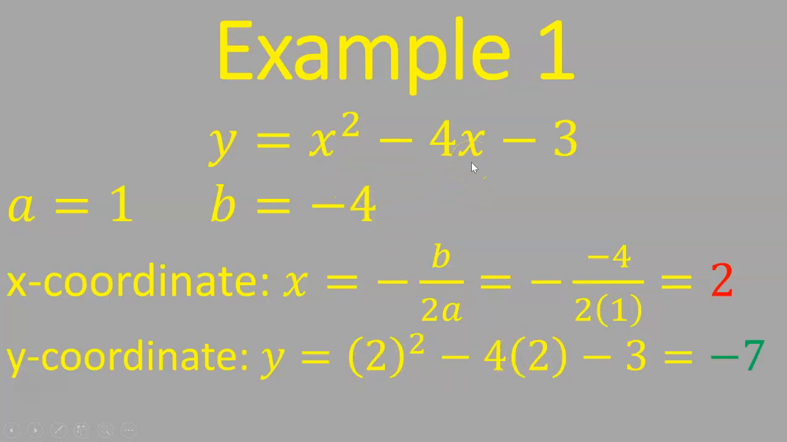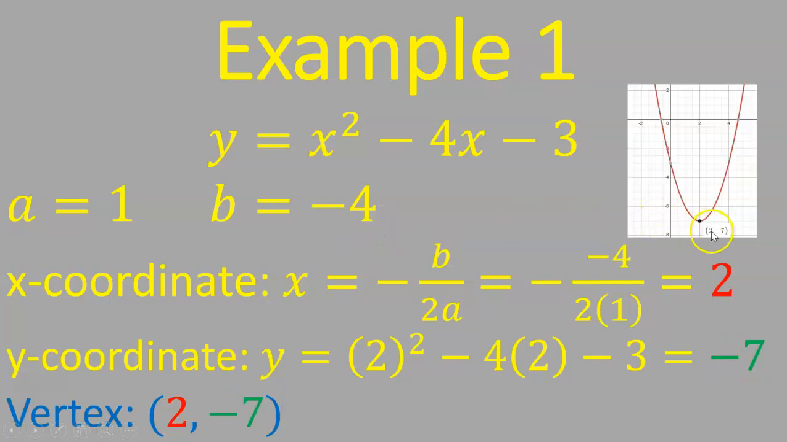Okay, so otherwise, instead of x squared minus 4x minus 3, it's now 2 squared minus 4 times 2 minus 3. Okay, and that gives you -7. So therefore, our vertex, you can see the colors here, is (2, -7). And we graphed it here to show, and you can see here it's (2, -7). Okay, so again, an alternate way of finding that vertex.